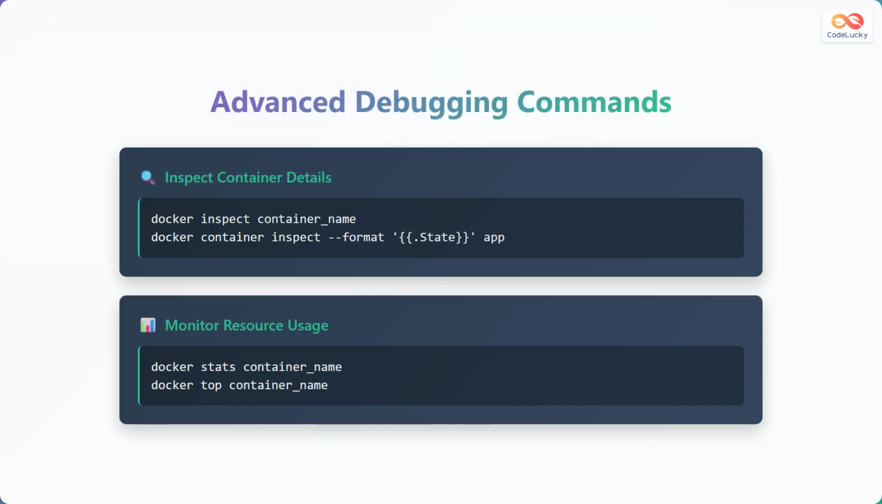Now let's look at some advanced commands for detailed debugging. To inspect the details of a container, use docker inspect container_name. This command provides comprehensive information about the container's configuration and state. Alternatively, you can use docker container inspect --format to extract specific information, like the container's state. To monitor resource usage, use docker stats container_name to see real-time CPU, memory, and network usage. Alternatively, docker top container_name displays the processes running inside the container.